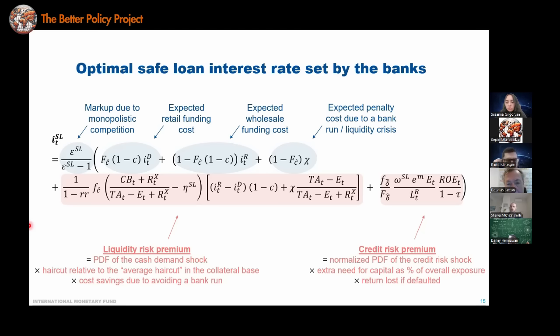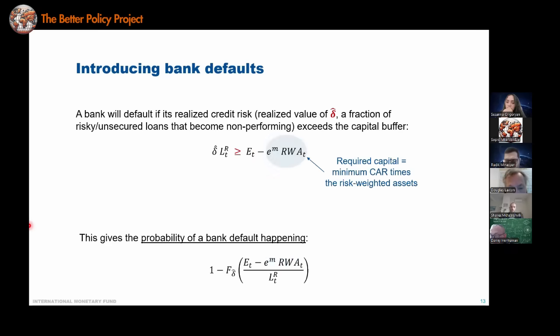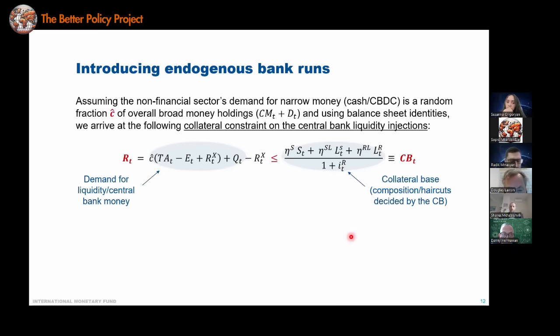Yes, thank you. And another thing, like how this can affect, if it can, the sensitivity of banks towards the policy rate. Yes, that's also a very good point. So again, let's go back here. So the question is, can the central bank's policy rate affect the liquidity risk premium?